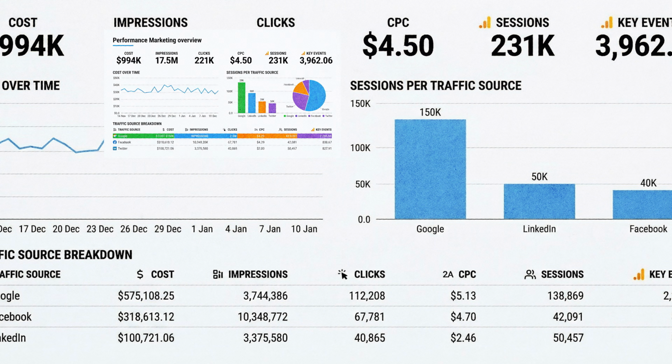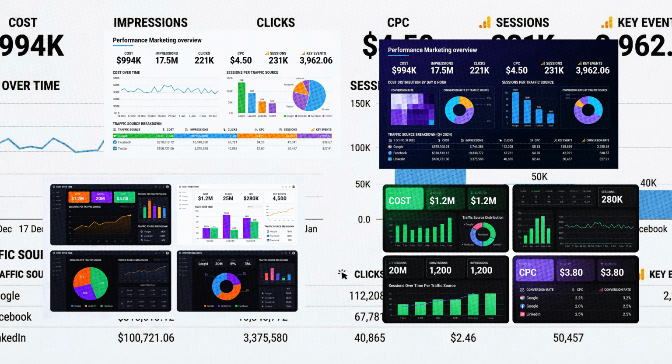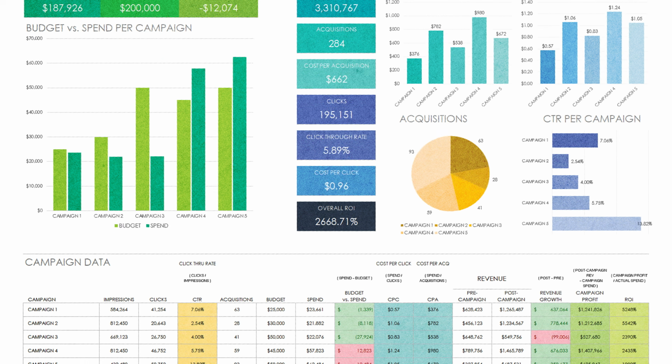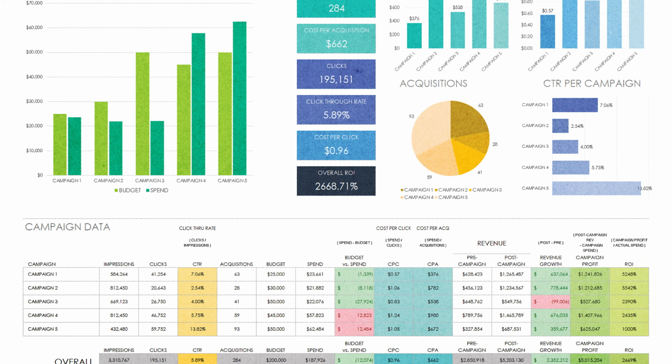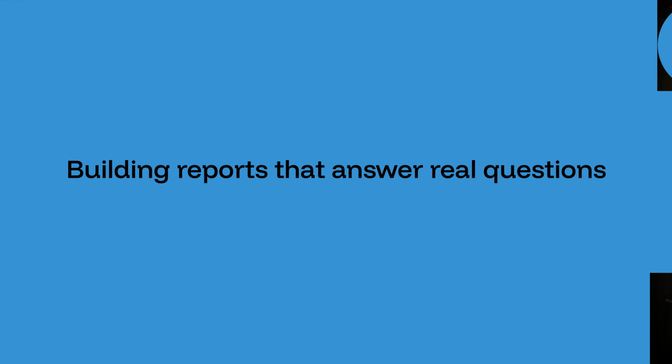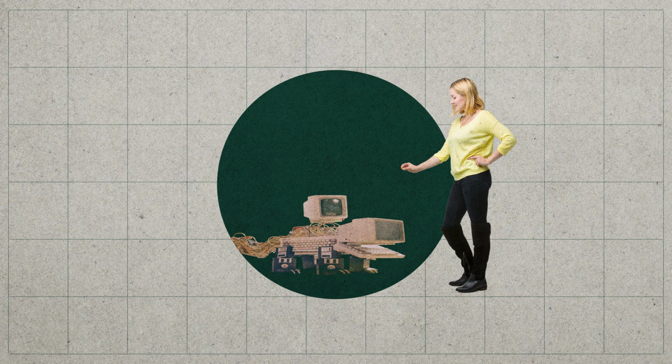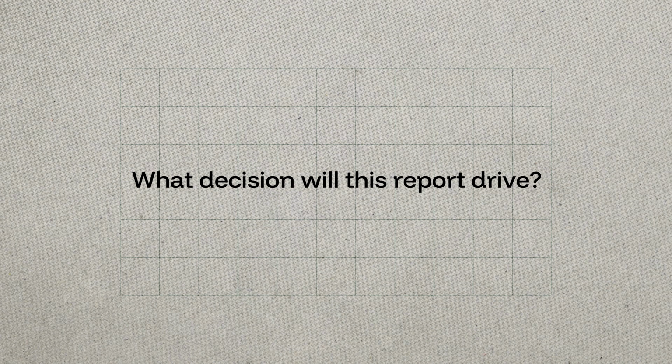Most reports fail because they're built backward. Marketers collect data, all available data, and try to find meaning in it. This creates reports full of numbers that don't really tell a story. The solution starts with the question, not with the data. Building reports that answer real questions. Before you touch any data, answer this. What decision will this report drive?